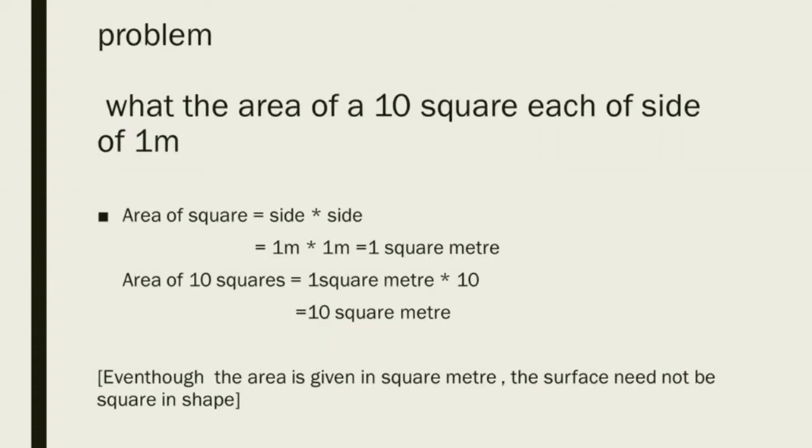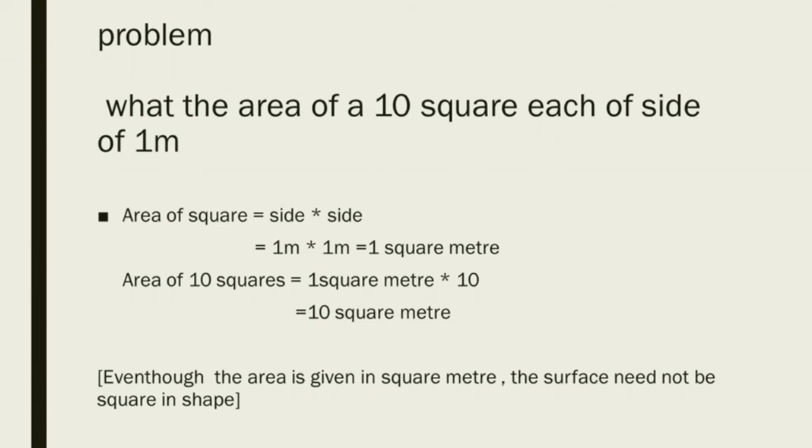Problem related to finding area. What is the area of 10 squares, each of side 1 meter? So what's the formula to find the area of a square? Yes, it is side into side. So 1 meter into 1 meter is equal to 1 square meter. So the area of 10 squares is equal to 1 square meter into 10. So 10 square meter.